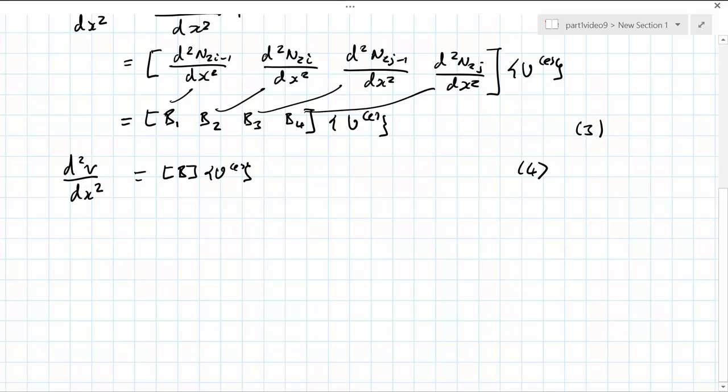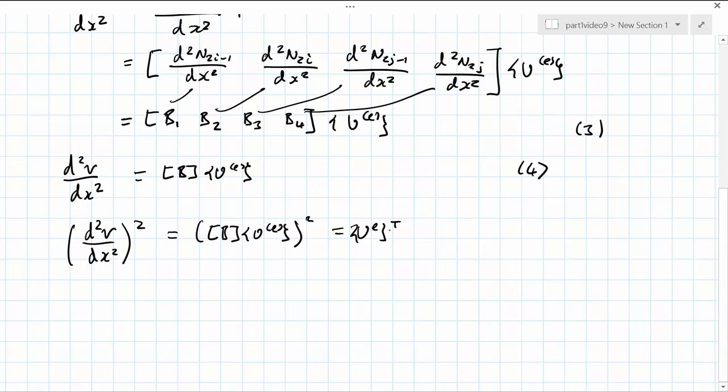Then, going back to our expression for strain energy, we need to square this term. So, d2v by dx squared, all squared, is equal to (B times ue) all squared. And if we expand this out, we get ue transpose B transpose B ue.